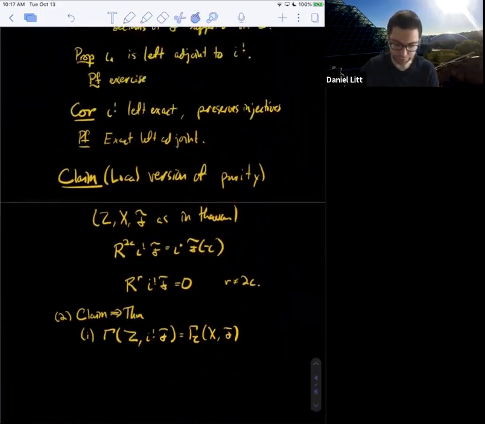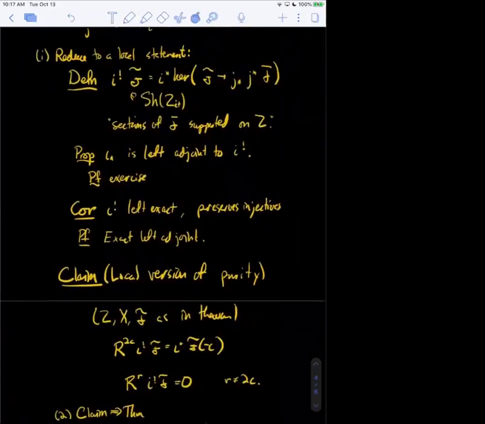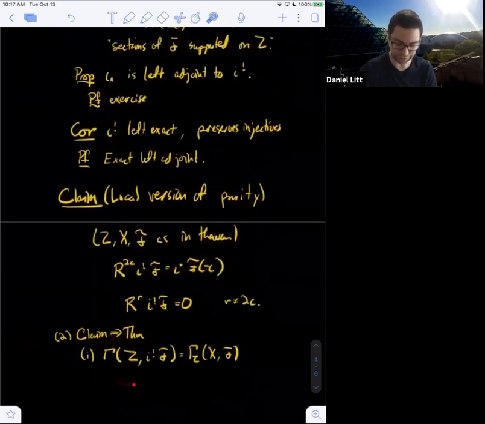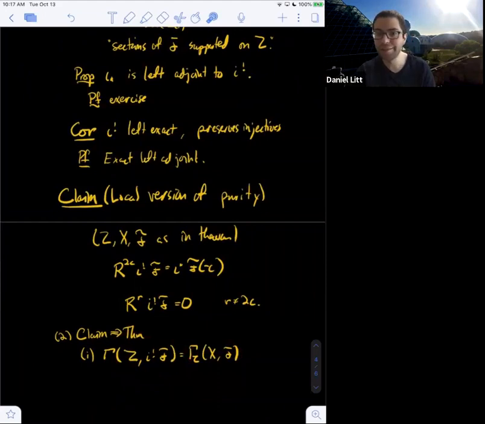So let's scroll up to the definition of ι upper shriek. You're taking a global section of F on X which vanishes on U, right? That's what this left-hand side is, but it's also just the definition of the right-hand side, right? So I think that's the argument.